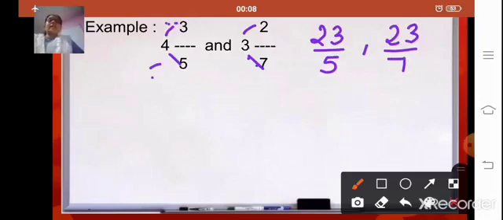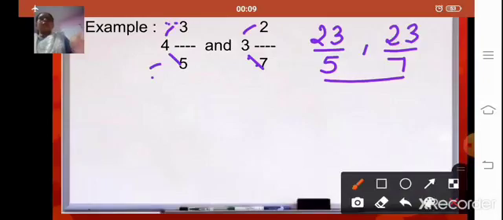Now what is the second step? You all know when we add, we have to take the LCM of the denominators to make them like fractions. As 5 and 7 are both prime numbers, the LCM of 5 and 7 is the product of the two numbers, that is 35. So first let us take this fraction 23 upon 5 and make it into a like fraction.